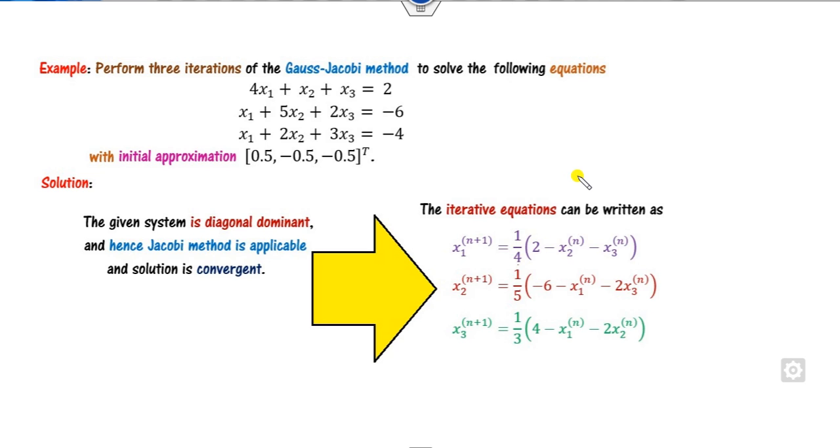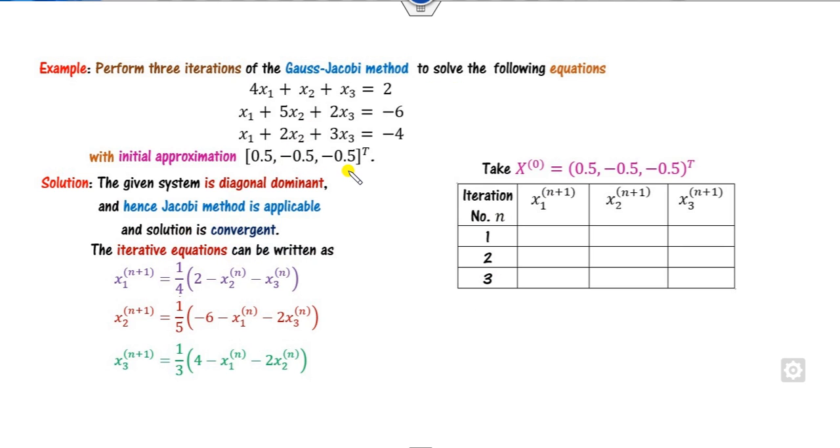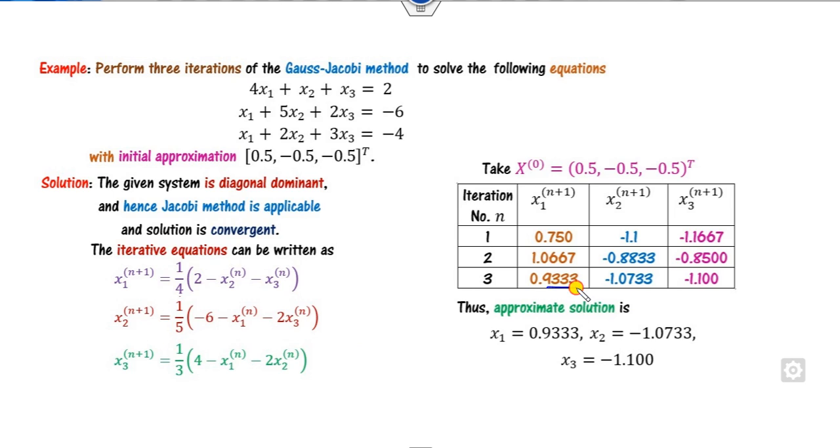So we can find the value of x1 from the first equation, x2 from the second, and x3 from the third. Take any initial vector, but the initial point is given to you here. Now you have to perform only 3 iterations. Substitute this value here, you will get the first answer. Substitute these 3 values in this equation, you will get x2 and so on. So the final answer after the 3 iterations will be these. Although this is not the exact root, that's why this is an approximate root. So this is the way you can solve this using the Jacobi method in a very simple way.